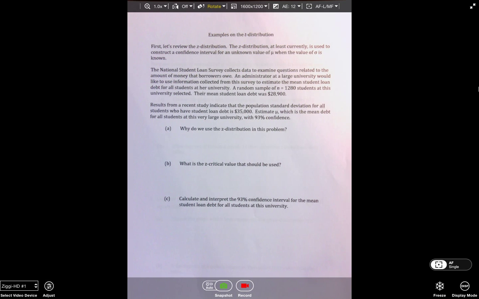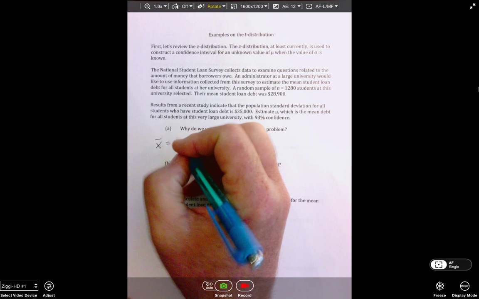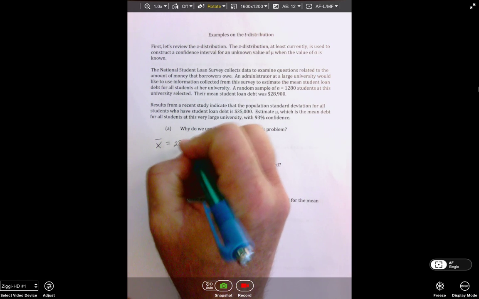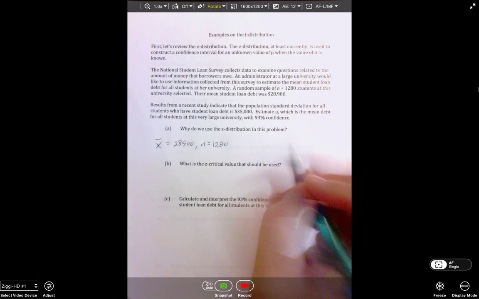A random sample of 1,280 students, so this must be an extremely large university. If we did that at Shawnee, that would be a fourth of our student population. But at like a University of Wisconsin, well, I don't even know what the population is there. But anyway, their mean student loan debt was $28,900. So from the information, I know that the sample mean here is 28,900 and my sample size is 1,280 students.